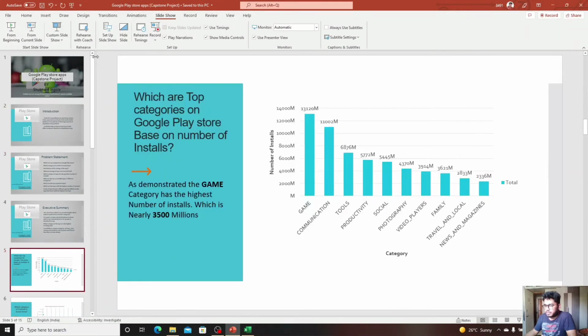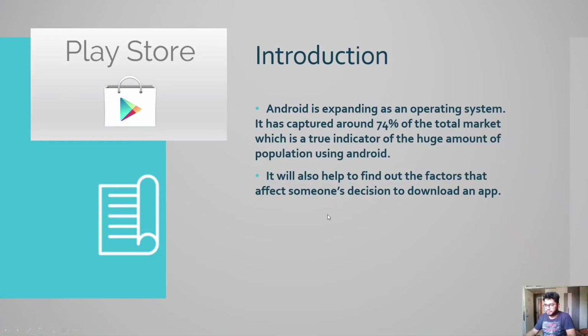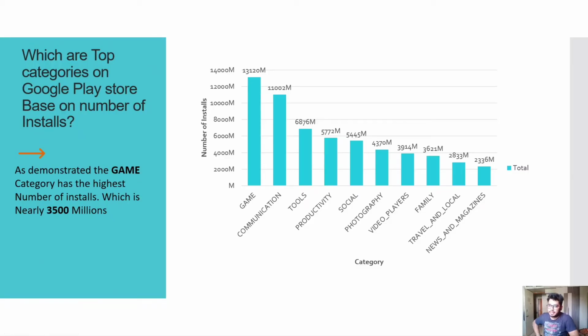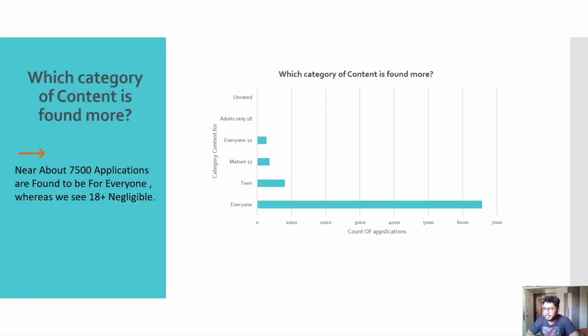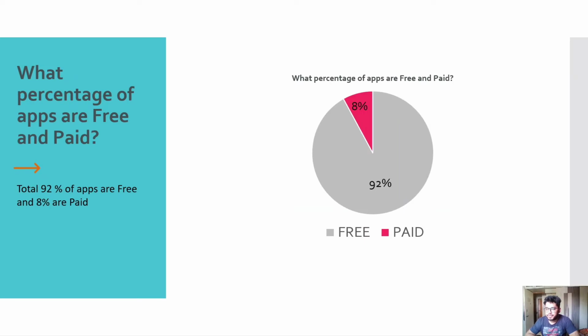This is our presentation. Which are the top categories on the Google Play Store based on the number of installs? The game category had the highest number of installs, nearly around 3,500 million. Next come communication and productivity. Which category of content is found more? The category for everyone, apps available for everyone, is found the most. What percentage of apps are paid and free? Across all categories, 92% of apps are free and 8% are paid.